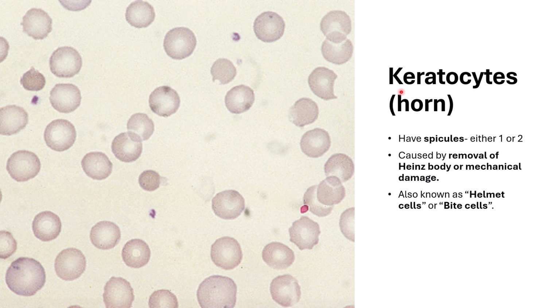Further talking about keratocytes or horn cells, as is very evident from the name, they have horns, spicules that are either one or two. They are also called bite cells. And why are these formed? These are formed because of exclusion of Heinz bodies or by mechanical damage.